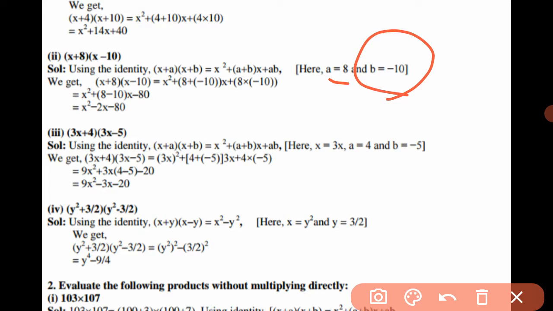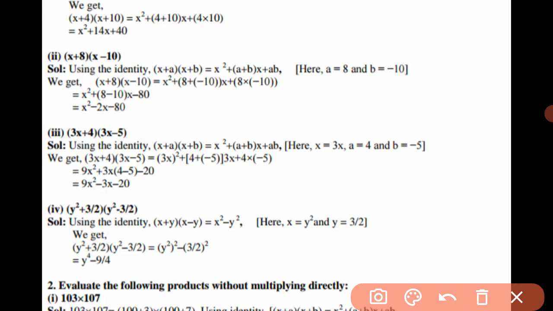Now by putting its values, it will be equal to x square plus (8 minus 10) into x minus 80, meaning 8 into minus 10, so it will become minus 80. So the expression will become x square minus 2x minus 80.